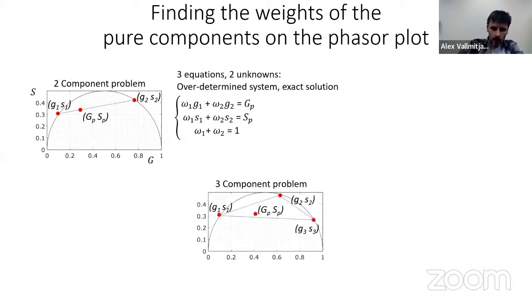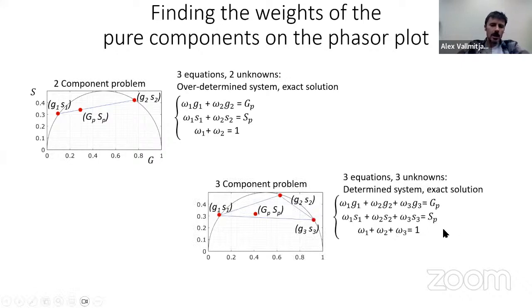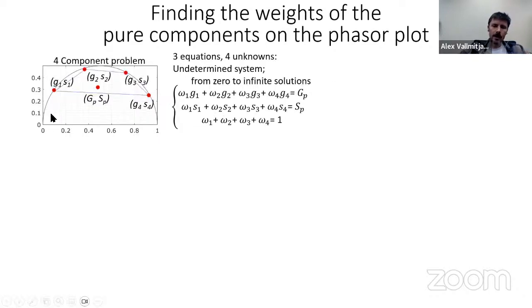In the three-component problem, that is a determined system with exactly three unknowns and three equations. Thing is, if you have a four-component problem, so if in your data point there are four components, lifetime components or spectral components, this is an undetermined system. You have more unknowns than equations. You can only write an equation for G, one for S, and then the fact that each of the fractions adds up to unity, but this cannot be solved.